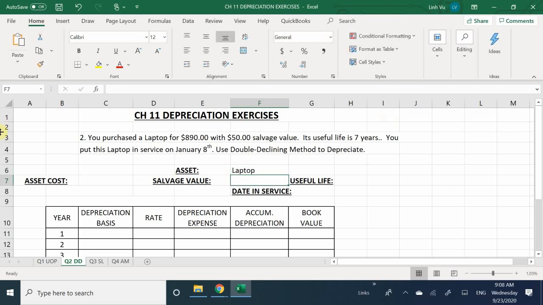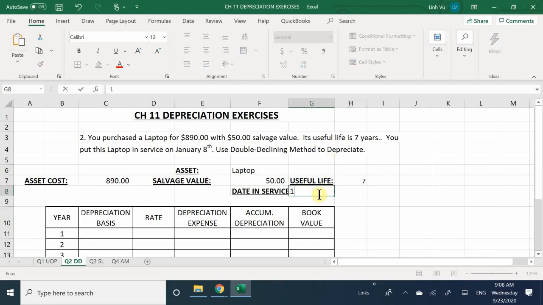It's a laptop. Okay, and how much was that laptop? $890. And do we have a salvage value? Yes, we do have a salvage value of $50. Okay. And its useful life is going to be 7 years.